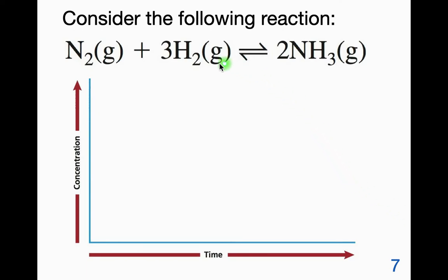Okay, let's look at this reaction. This is the synthesis of ammonia. This is called the Haber process. It's nitrogen plus hydrogen gives us ammonia. We're going to be plotting the concentrations of the reactants and product as time goes by.